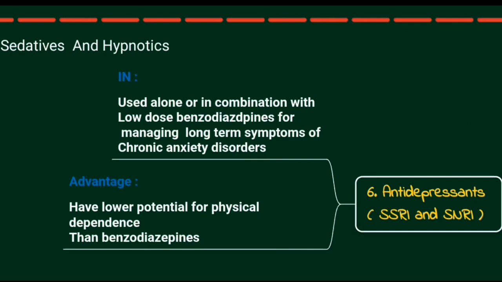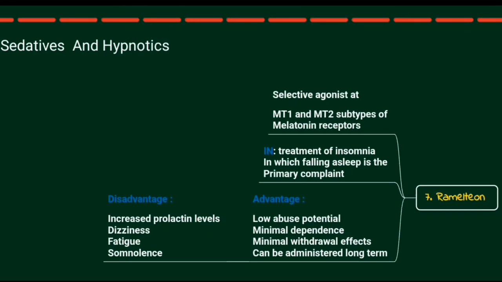So the last class here are the ramelteon. Ramelteon is a selective agonist at MT1 and MT2 subtypes of melatonin receptors. They are used to treat insomnia in which falling asleep is the primary complaint. The advantage of this drug is that it has low abuse potential, minimal dependence, minimal withdrawal effects, and it can be administered long term. But the disadvantage of ramelteon is that it causes dizziness, fatigue, somnolence, and increased prolactin levels.